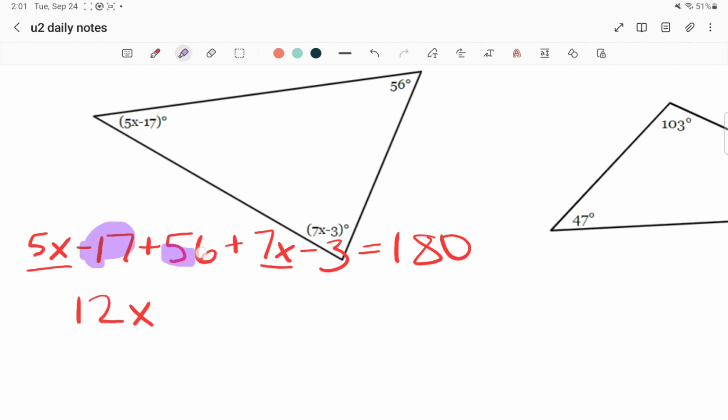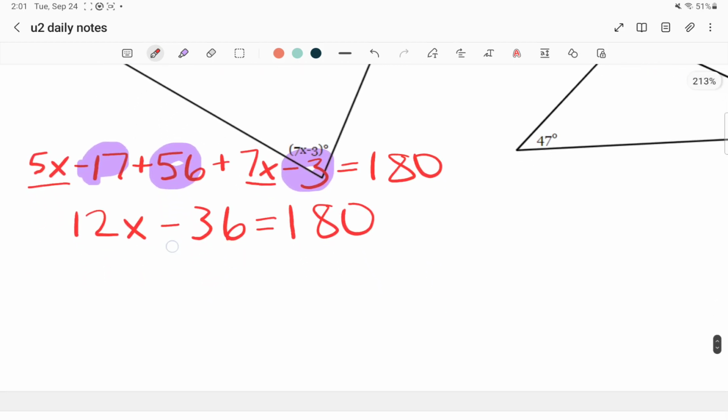And then I see these are all numbers without an x. So we're going to do negative 17 plus 56 minus 3. If you put that in your calculator, you'll get 36. So 12x plus 36 equals 180. And then from here, this should look like our normal solve for x problems, which is kind of nice. I'm going to add 36 to both sides.